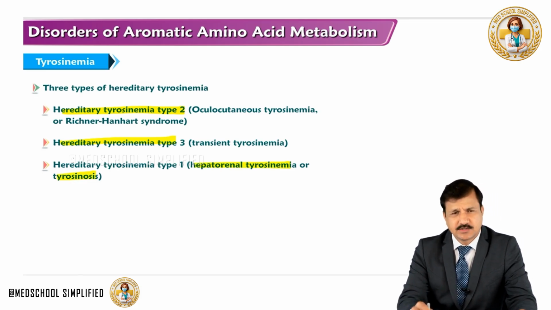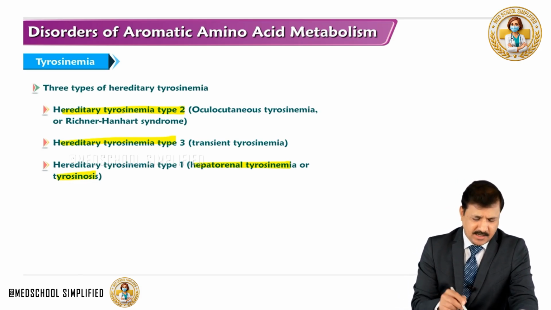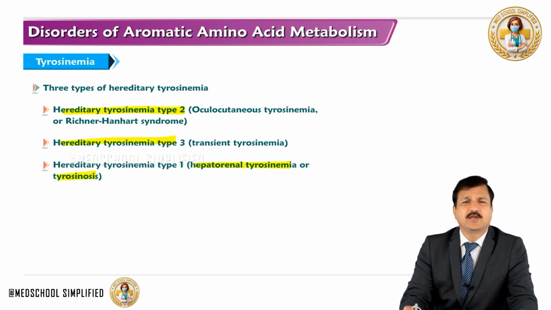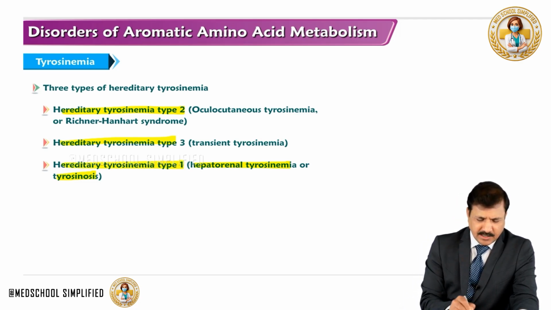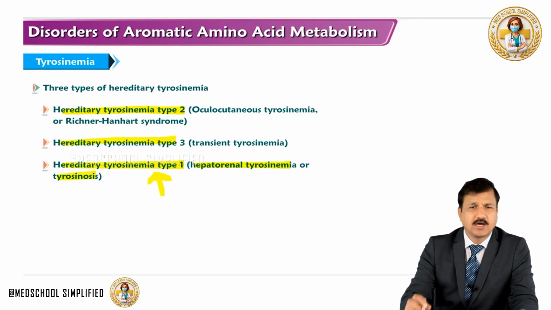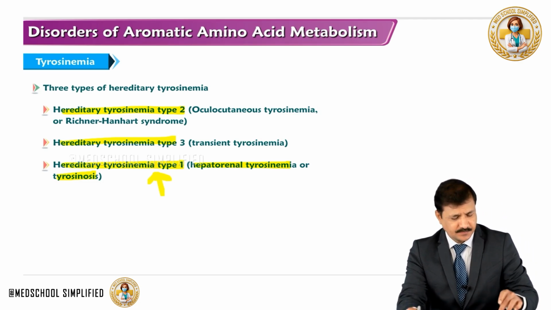referred to as tyrosinosis. Out of these three hereditary tyrosinemias, the most severe form of tyrosinemia is hereditary tyrosinemia type 1, which is a hepatorenal syndrome or tyrosinosis.